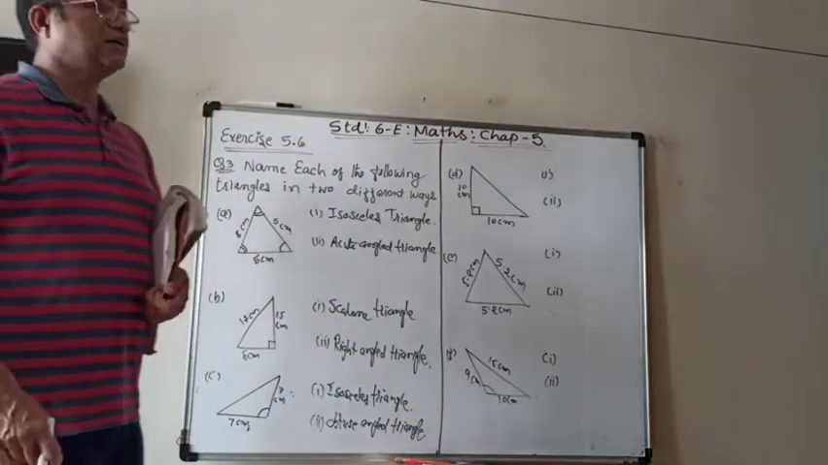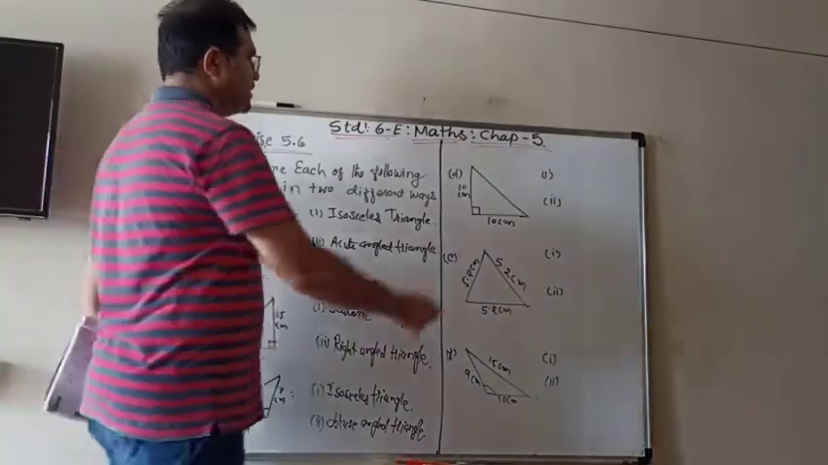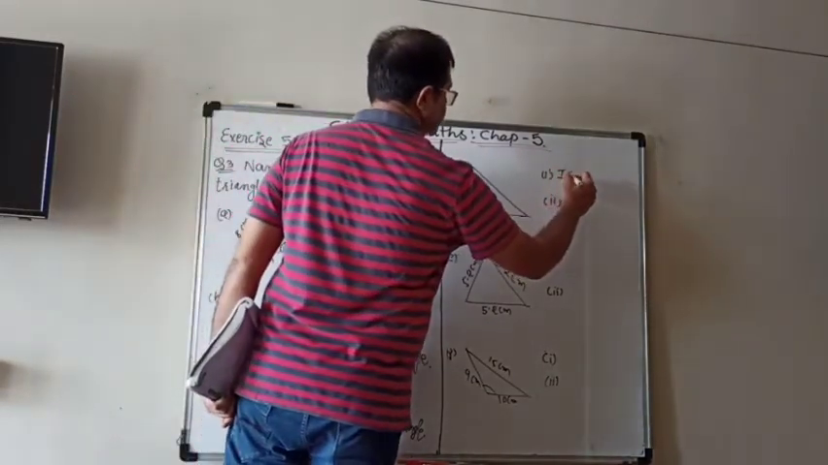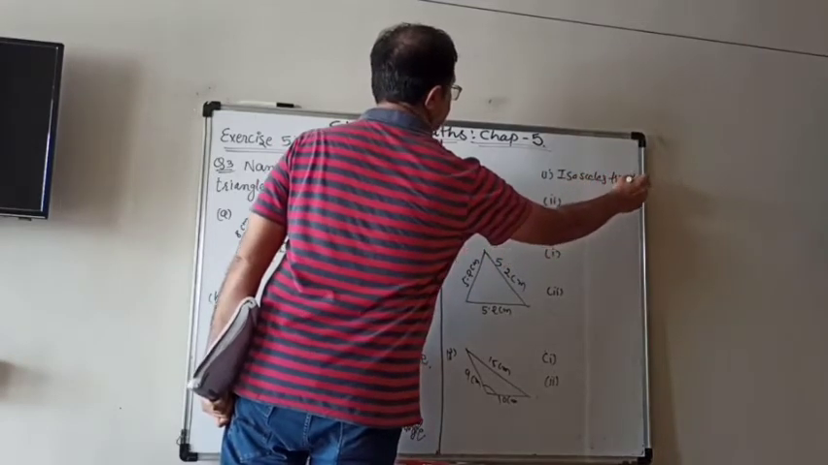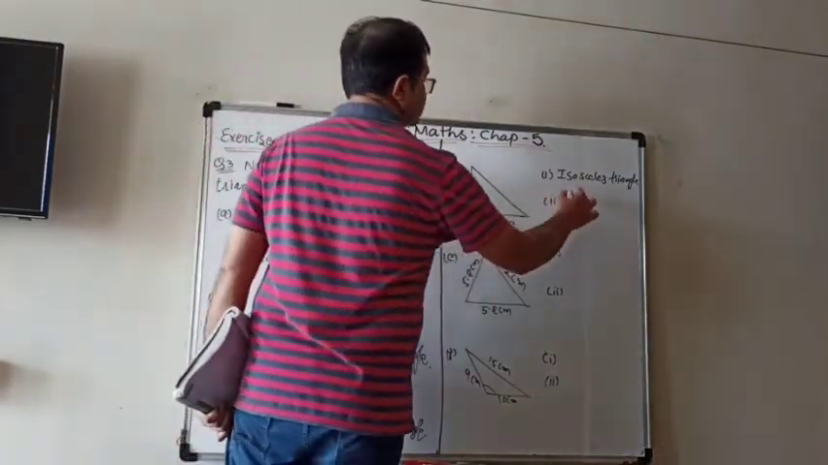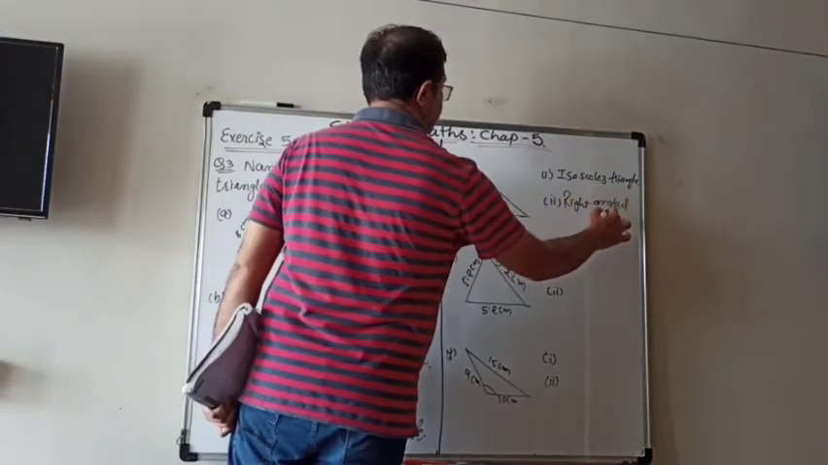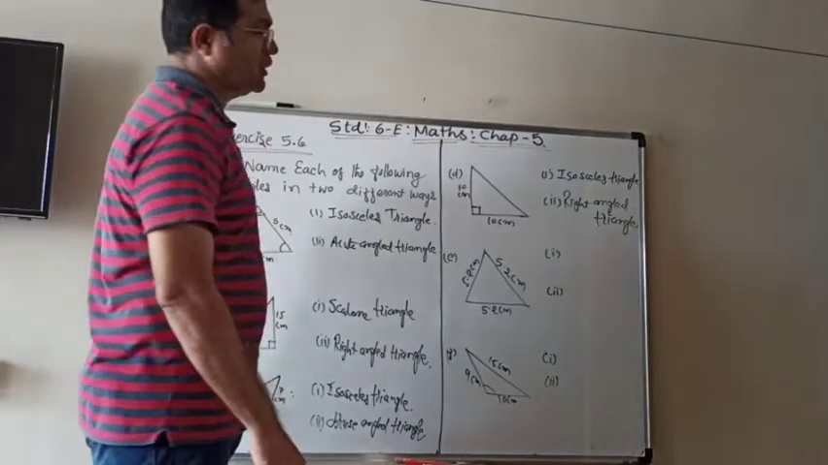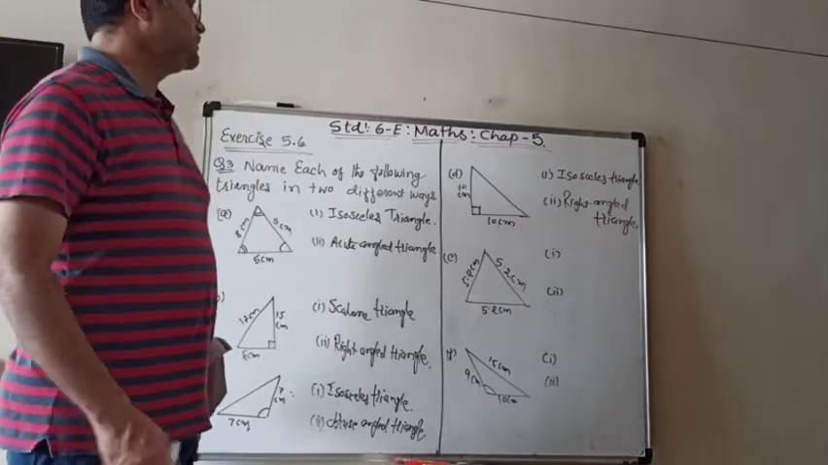Now go for the next figure, D. In D, you can see that two sides are equal. So again it is an isosceles triangle. And one of the angles, its sign shows that it is a 90-degree right angle. So it is also a right angled triangle. So it is isosceles because two sides are equal, and one of the angles is 90 degrees, so it is a right angled triangle also.